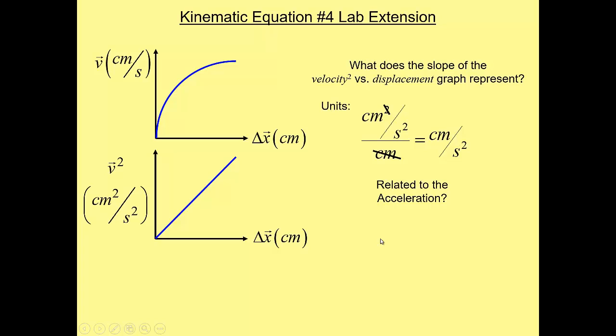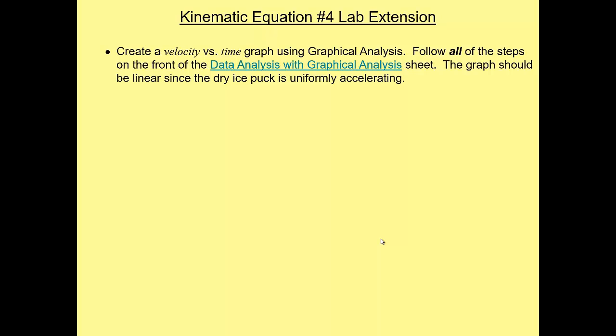Well, can we figure out what the acceleration of the dry ice puck is? Of course we can. We've done it before. We did it in the lab extension, and we're going to do it again now just quickly. We've got all the data we need. In order to figure out the acceleration, remember, that's the slope of the velocity time graph. So now I want you to go into graphical analysis and make a new graph. This will be a graph of velocity versus time. Velocity on the vertical axis, time on the horizontal. And you'll want to follow all the steps on the front.